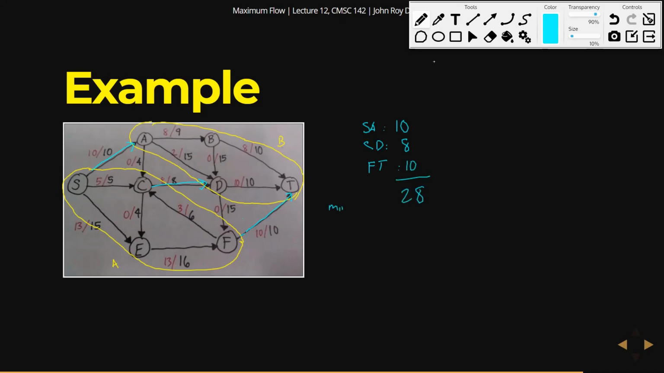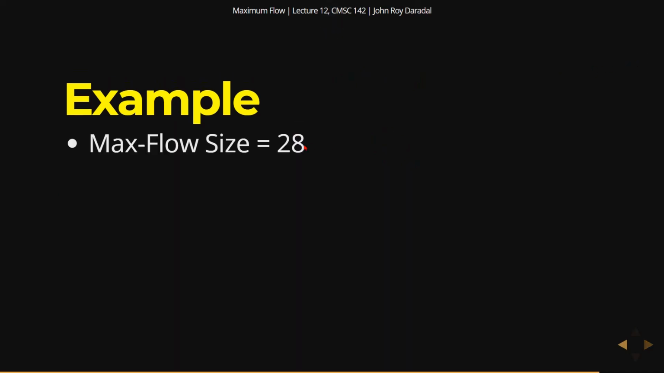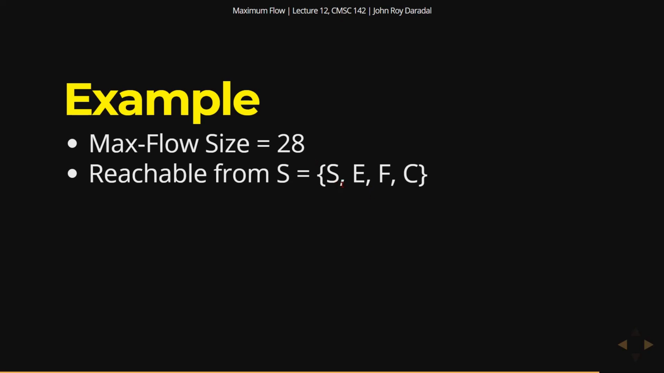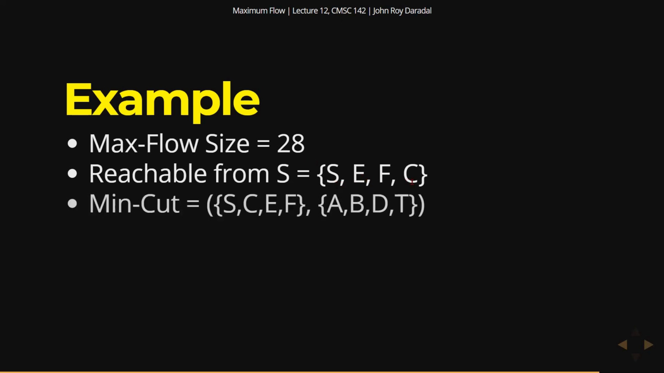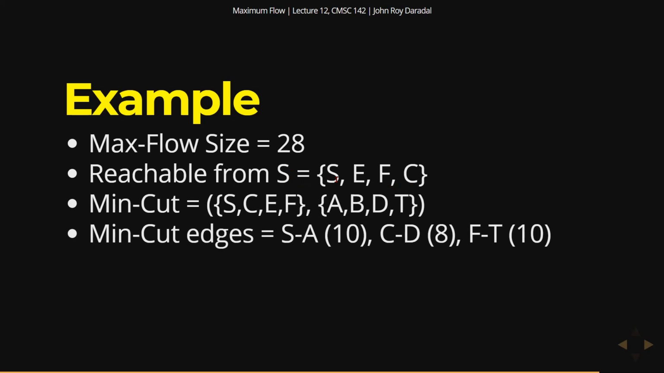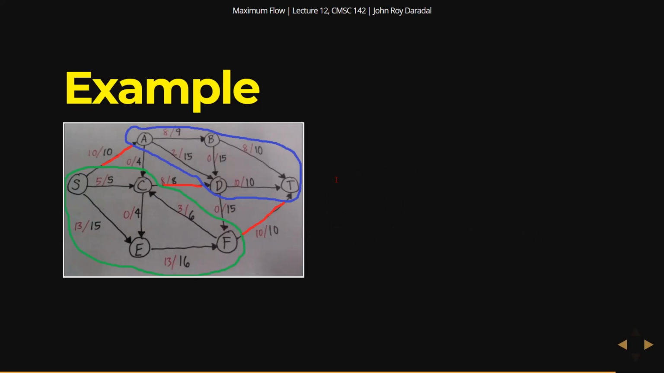So the min cut capacity was also 28. Remember, our max flow was also 28, right? Because of the 10 plus 5 plus 13 here. So they were the same. So that's it. Max flow 28. Reachable from S are the 4 nodes. And then this is your min cut. And then the min cut edges would be used to compute the capacity, which is also 28. So this is the final cut for this flow.